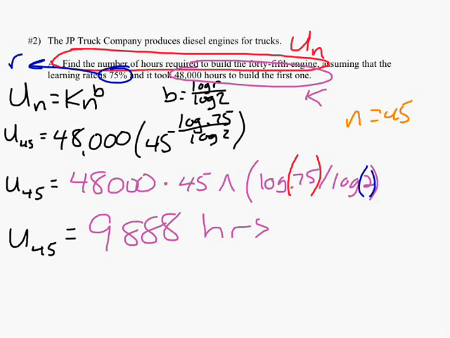So it will take 9,888 hours to build truck number 45. It took 48,000 hours to build the first one. It took less than 10,000 for the 45th one. You get better the more you do something, is the point.